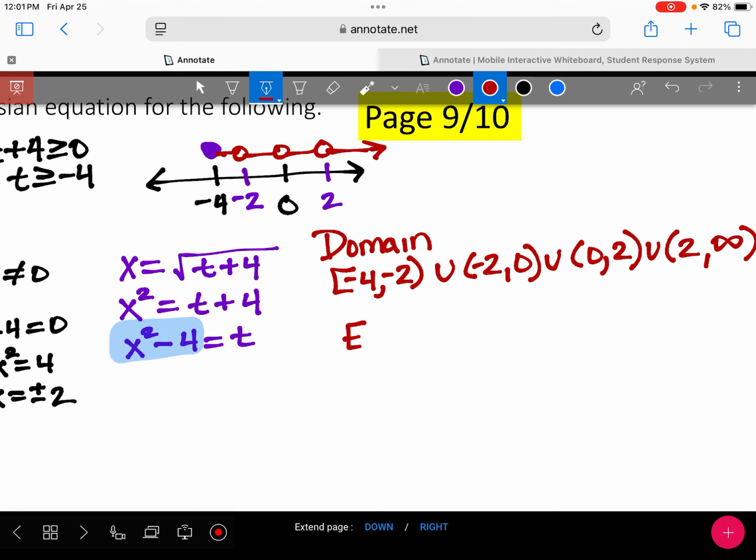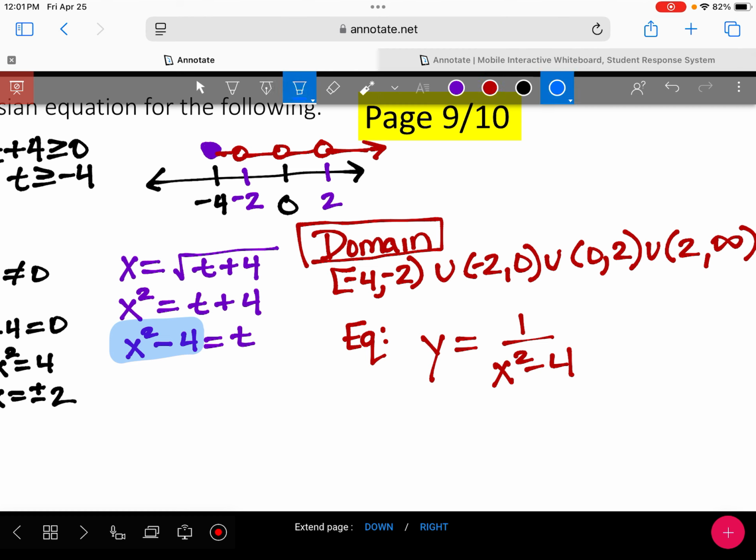So my equation is, well, let me write y equals 1 over x squared minus 4. And the domain for this equation is above it. All right, any questions about that?